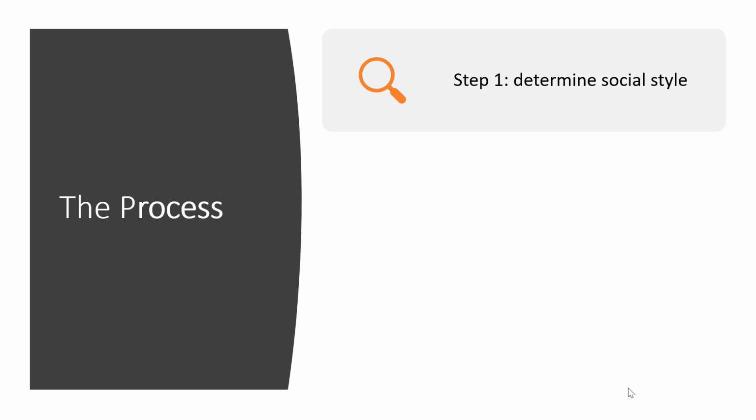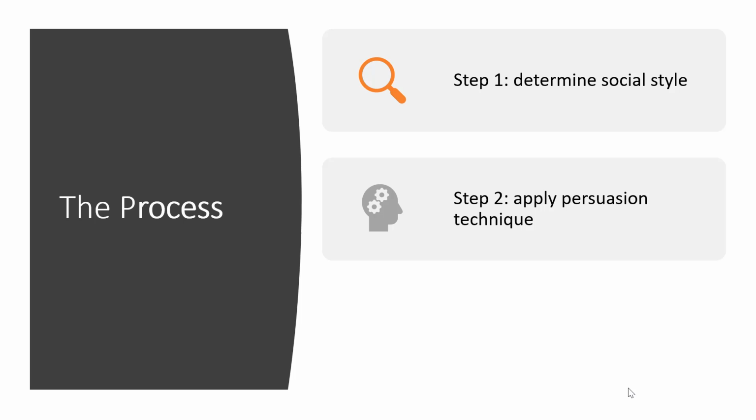Whether you're working with an estate agent or a seller or an investor or anyone, even if you're wanting to negotiate with your wife or with your husband or with your kids, first thing is you need to determine their social style. Step number two, apply the persuasion technique that works on that social style. Number three, create a follow-up system. Okay, create a follow-up system.